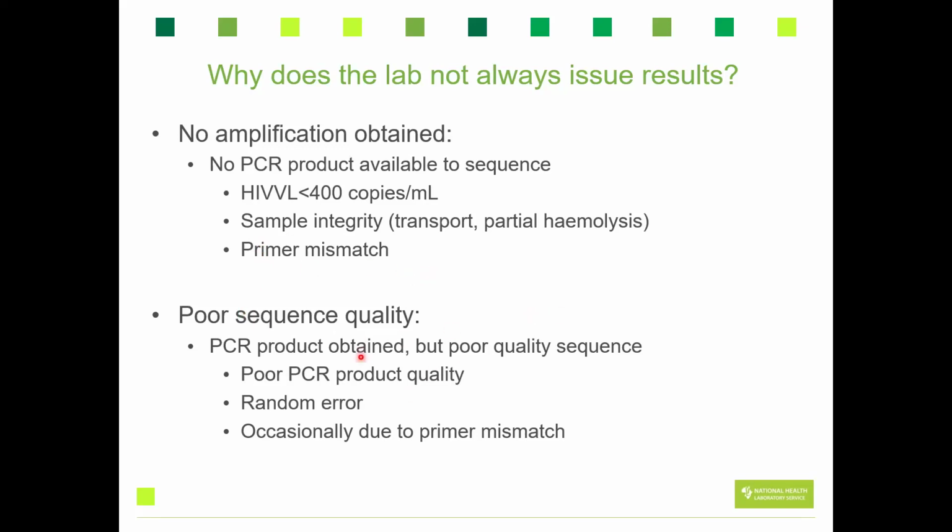Poor sequence quality, usually when the PCR product doesn't look great, it can be a random error, and that's why we repeat sequencing once if the initial result is not good. And again, we also use primers for sequencing so that you might also have the mismatch.